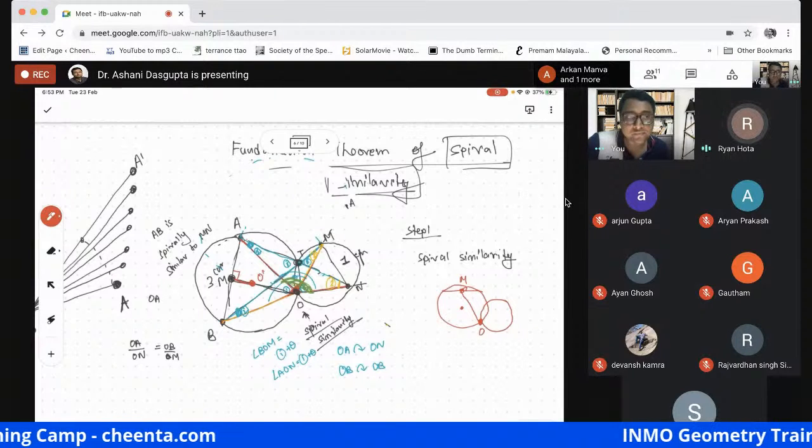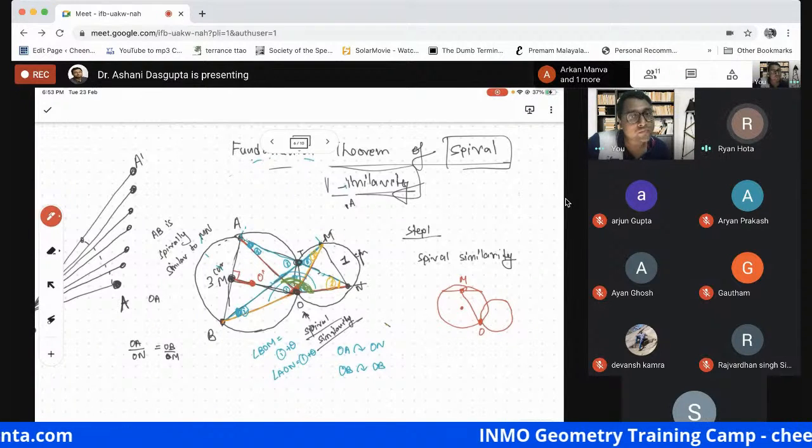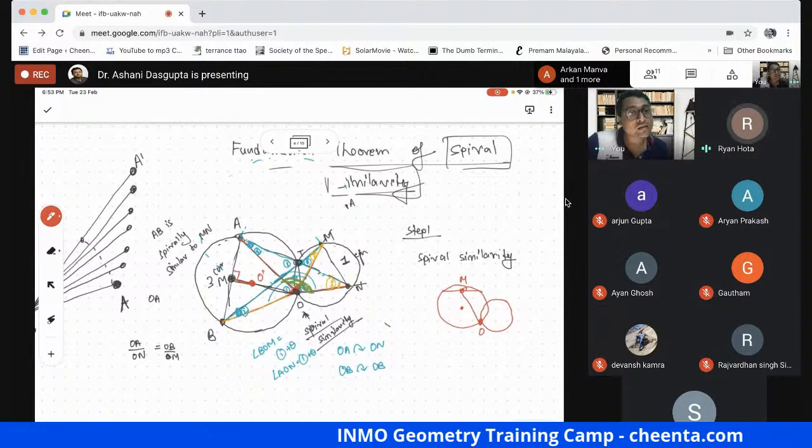Sir, does the shrinking have to be done in tandem with the rotation, or can we do it after?